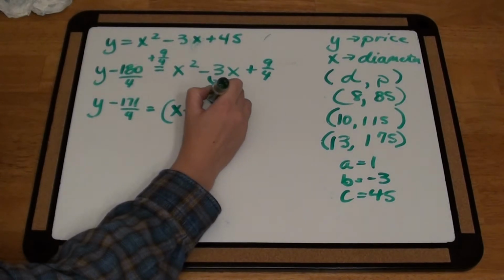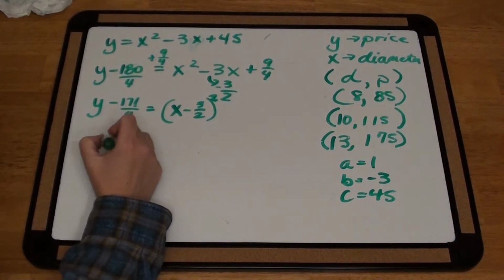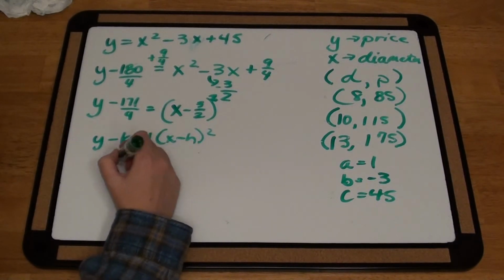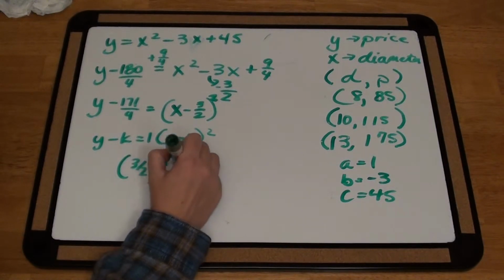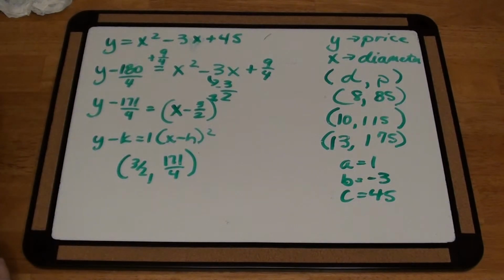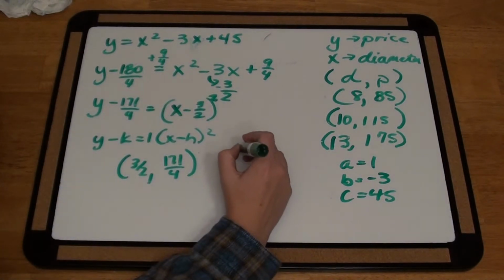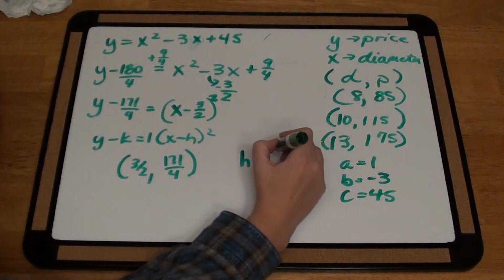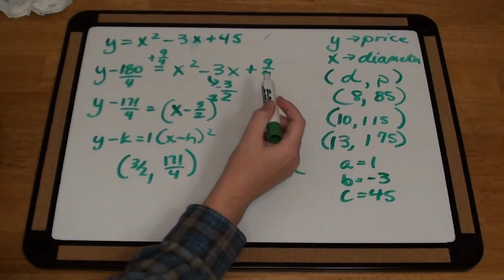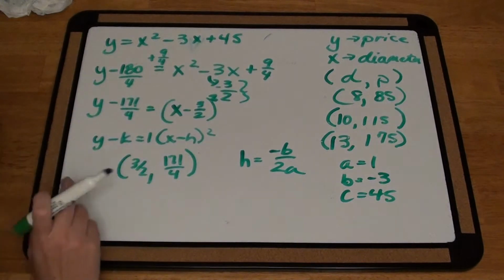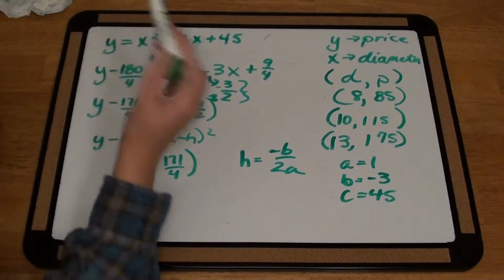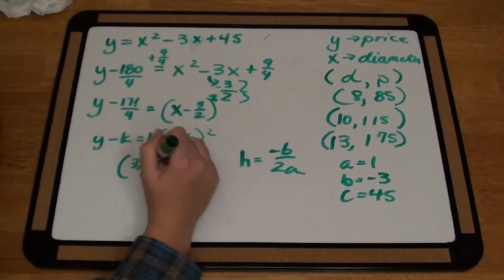We found the vertex. And because we're now at y minus k equals a times x minus h squared, and my a here is 1, my vertex would be 3/2, 171 over 4. That's my vertex. But you can also do it quickly. Remember the x value of the vertex, h, is the opposite of b over 2a, because that's what this ends up being right here. The negative 3/2 is the opposite of b, which is negative 3, over 2 times a, which is 1. So you can find h and then substitute in to find y if you want.